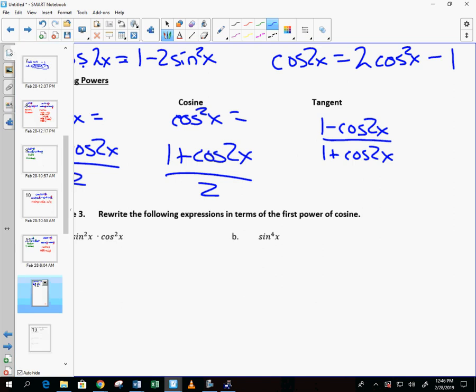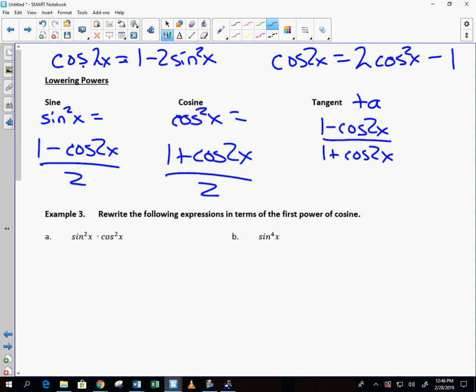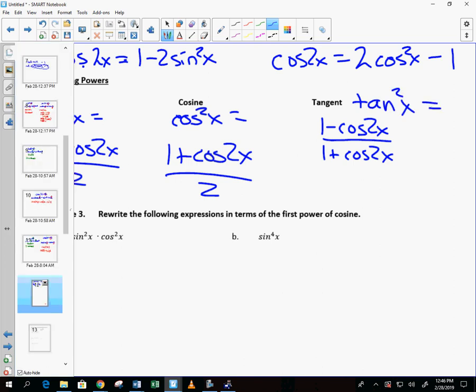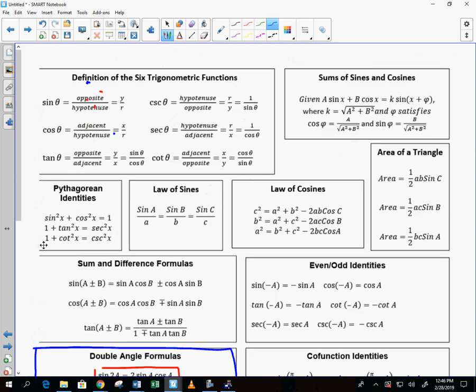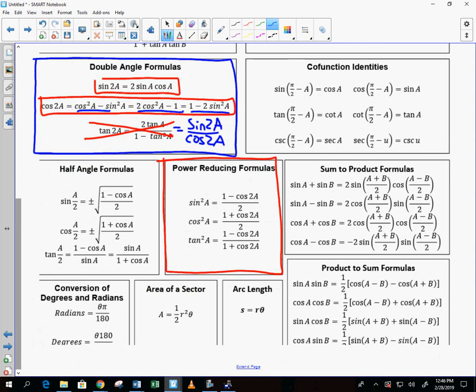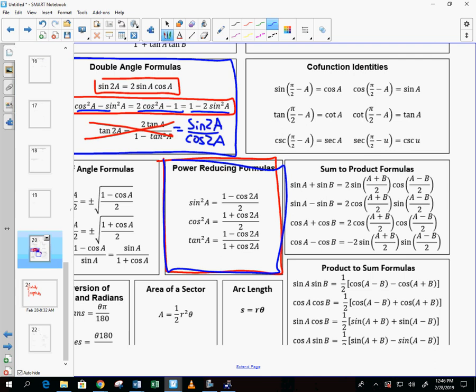Now, at the end of the day, I forgot to write tangent squared, my bad. Tangent squared of x, I'm getting excited because this is really good stuff. So I'm going to look back at this page. Right now, this is where we live: power reducing formulas. I would always have this sheet out as you're working with the problems because this is what you're going to get on the test. Are you ready to reduce some powers? Yes, let's reduce powers.